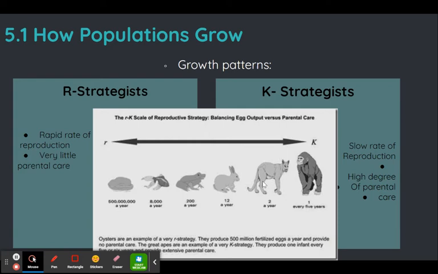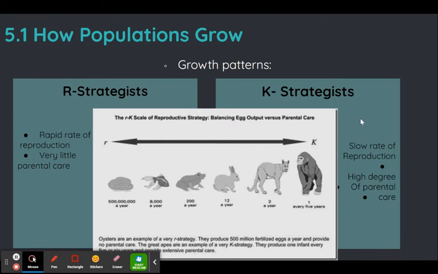Next thing to think about in how populations grow are growth patterns. You have your r strategists and your K strategists. R stands for rapid rate of reproduction, very little parental care. R strategists are things like insects; they lay eggs and they don't worry about their babies. Frogs lay eggs, don't worry about their babies. They have a rapid rate of reproduction and they don't raise their kids.